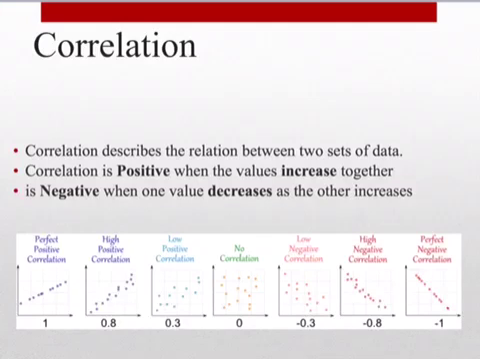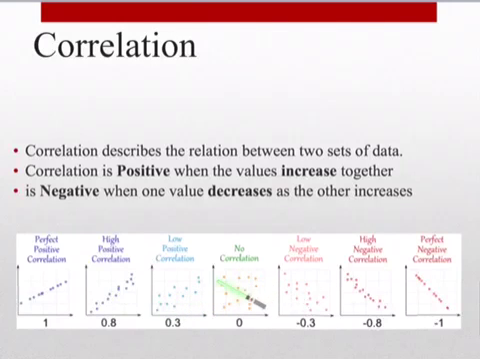Okay, so let's look at our data here. This is a perfect positive correlation. You see your points are going up. They're pretty much in a straight line. A high positive correlation means your values are still going up, but they're a little bit more spread out. With low positive correlations, your values are still going up. They're still increasing together. So as you go up on your x-axis, your dots are still getting higher.